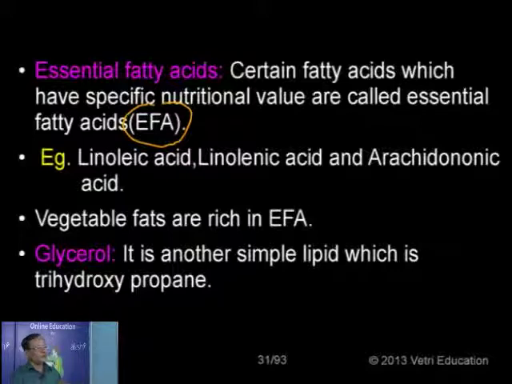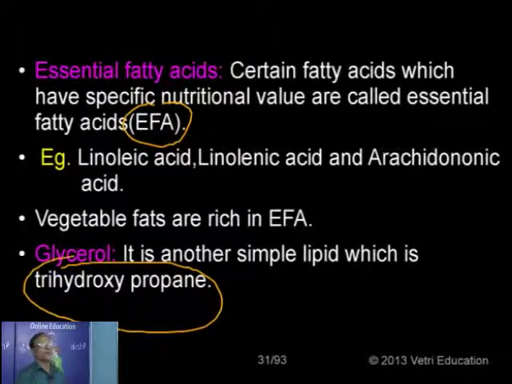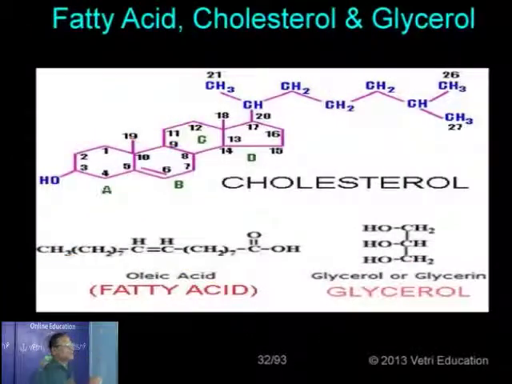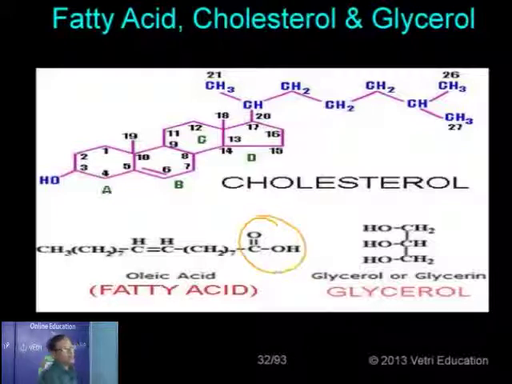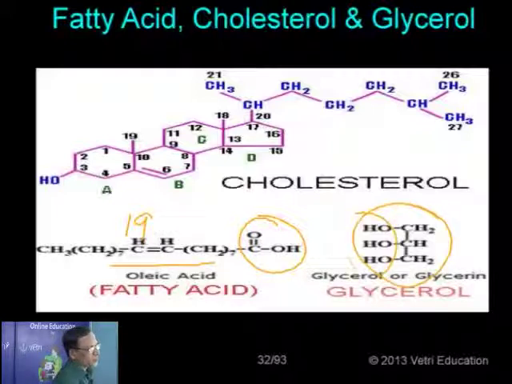You can see the molecular structure soon. It is a trihydroxypropane. Here I have given the molecular structure of some lipids. First, the fatty acid: in the case of oleic acid, this is a carboxyl group. Removing this carbon, you have nearly 19 carbon atoms in oleic acid. Then in the case of glycerol, I mentioned that it is actually trihydroxypropane.